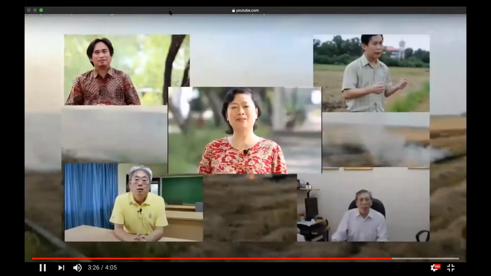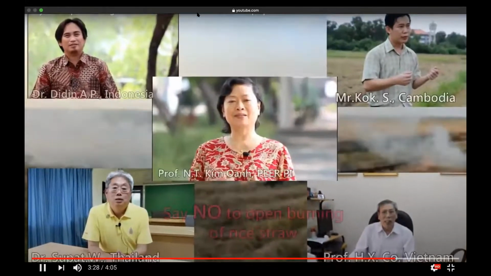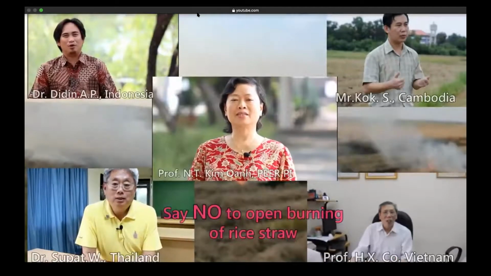Burning rice straw actually has less effect on air quality, on human health, and on the crop, and at the same time also on the climate. So say no to rice straw open burning.